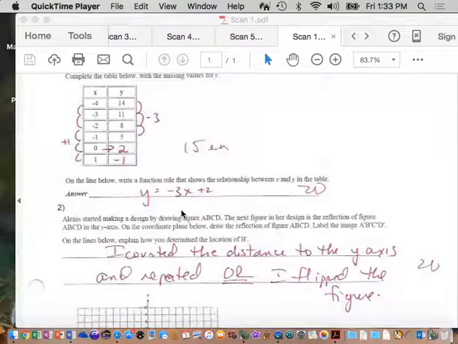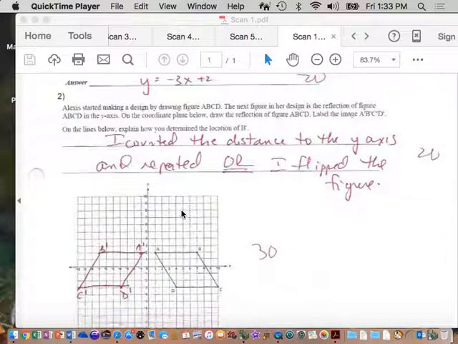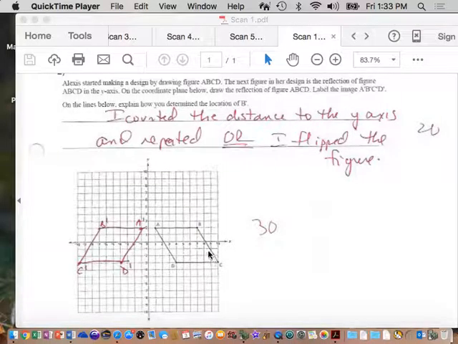Okay? All right. So the next question asks us to start with this particular parallelogram or quadrilateral, and then it wants us to reflect it over the y-axis. When it comes to reflecting it over the y-axis, I'm going to use count and repeat. 1, 1, 7, 7, 10, 10, 3, 3. Most people did okay with that.